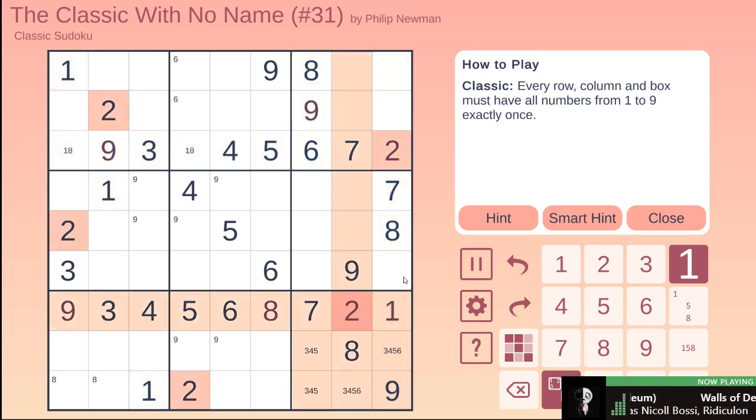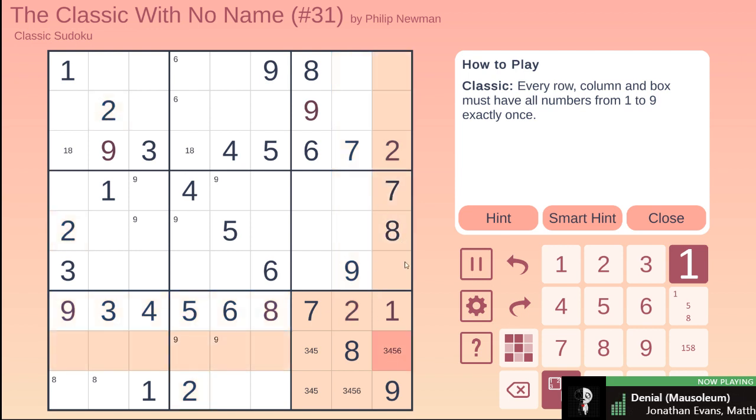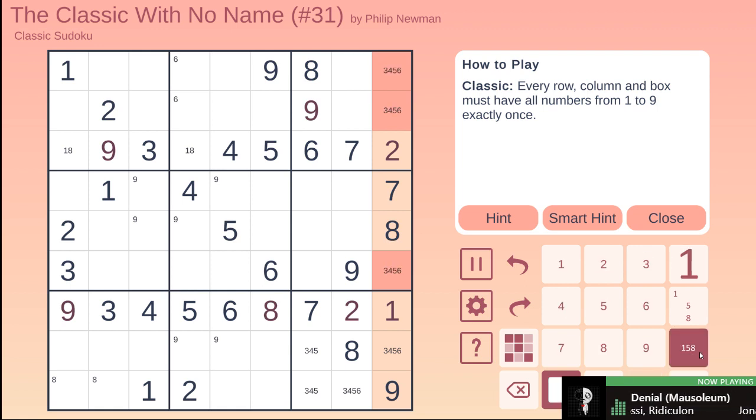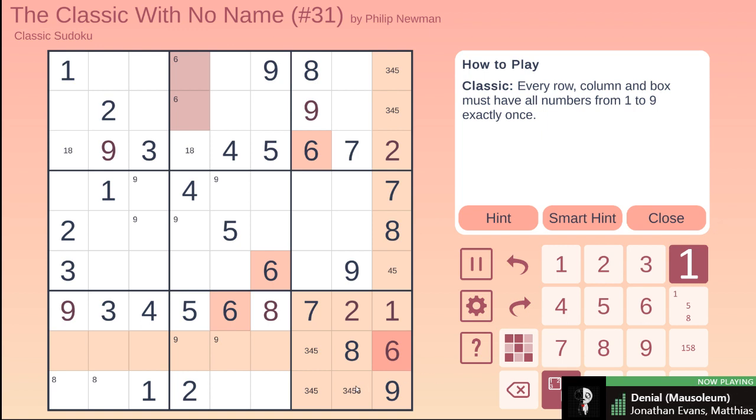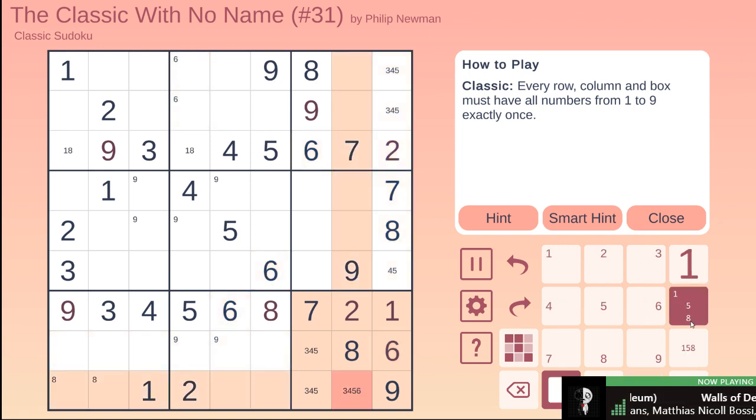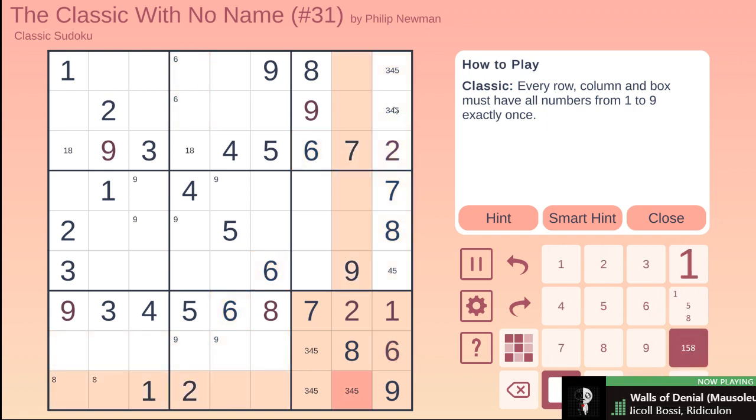Finishing this row off. We have 3, 4, 5, 6 here. Well, these also have to be 3, 4, 5, 6. This cannot be a 3 or a 6. This is a 4 or a 5. These cannot be a 6. So this has to be a 6. We've got our 6. This cannot be a 6 as a result. Okay, great.